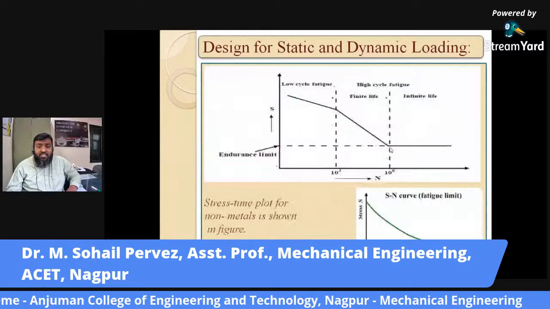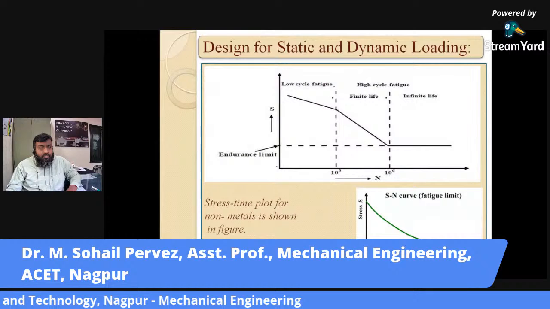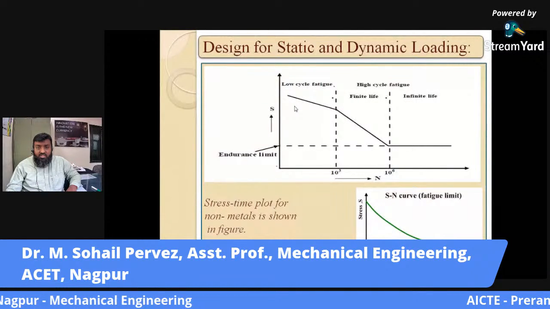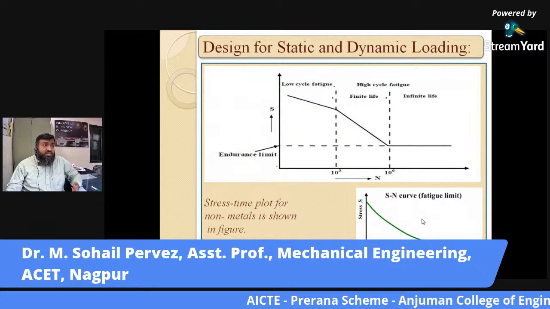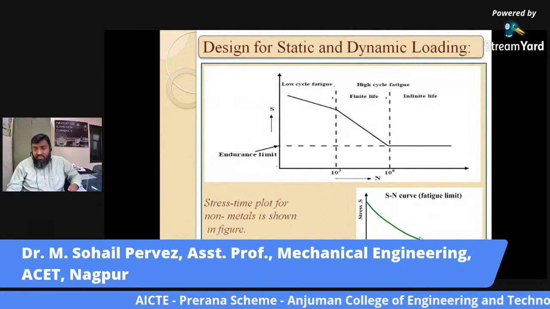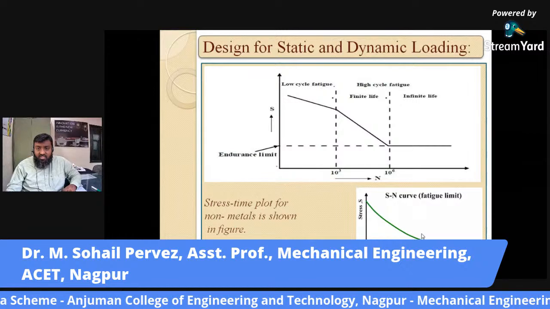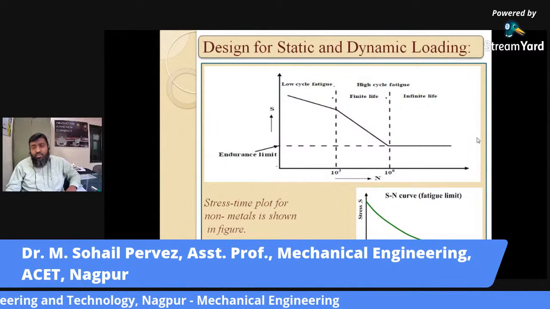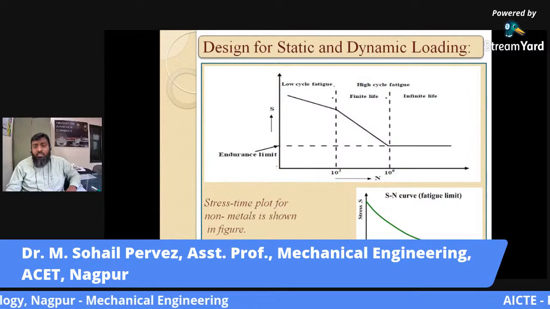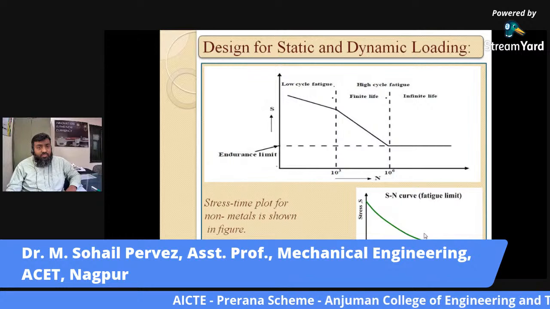Why don't we get this knee here also, in this case also? Why? Because this is metal and this is non-metal. Sir, we don't have sufficient strength that gets transferred from finite life to infinite life in non-metals. That's why there is no knee in the curve also.